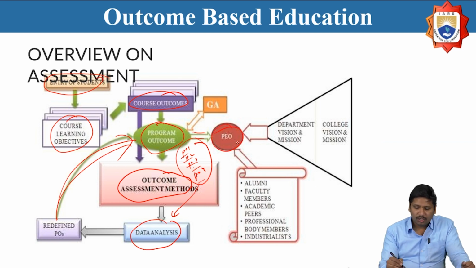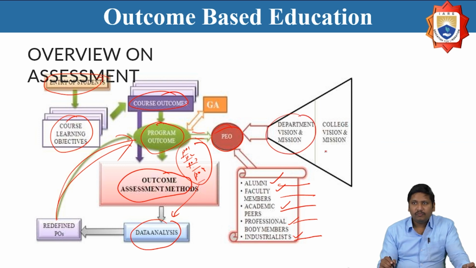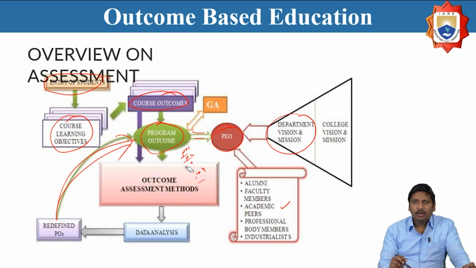And finally, the PEOs should get data from the alumni, faculty members, academic peers, professional body members, and industrialists. So the PEOs should get the data from all these stakeholders. Once that is done, we have to check the department vision, and finally attain the college vision and mission. So this should be the overall process of assessment of all the COs and POs in a particular college.